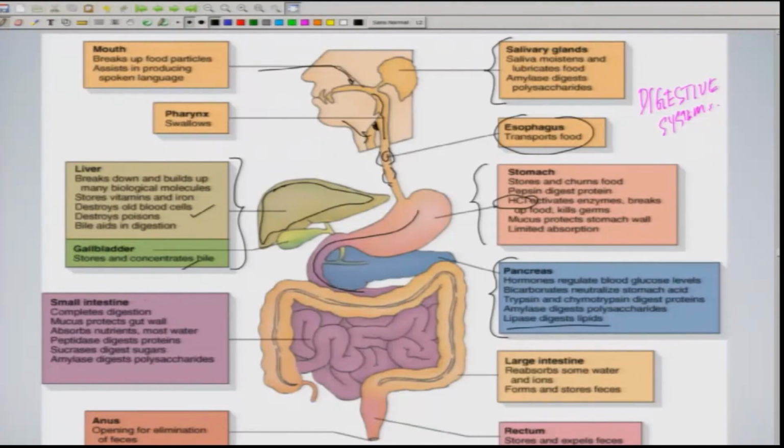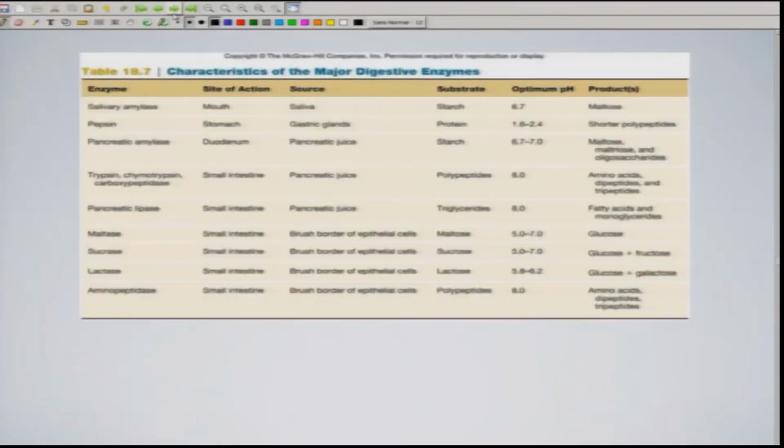The food moves to the small intestine, where it completes the digestion. Mucus protects the gut wall, and nutrients are absorbed, mostly the water. Whatever residual is left then moves to the large intestine, and from the large intestine it is thrown out of the body.